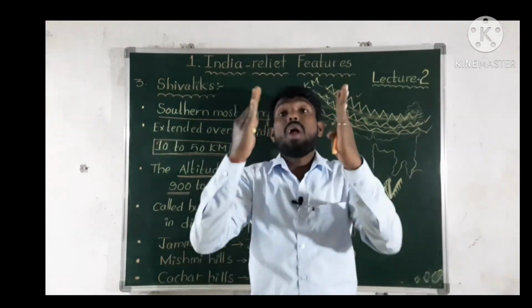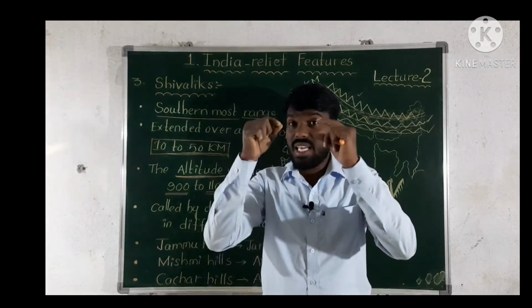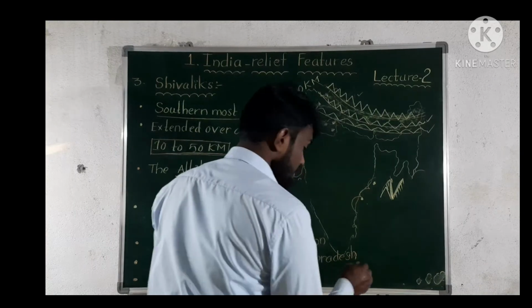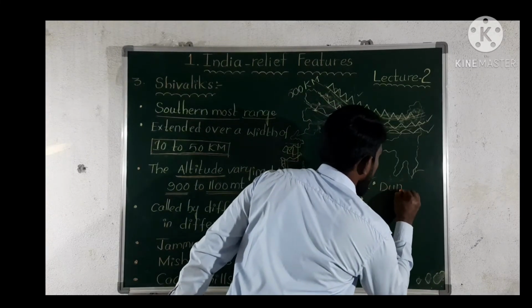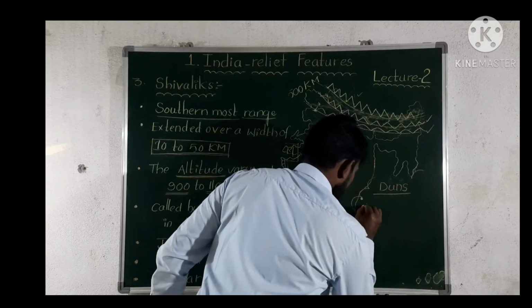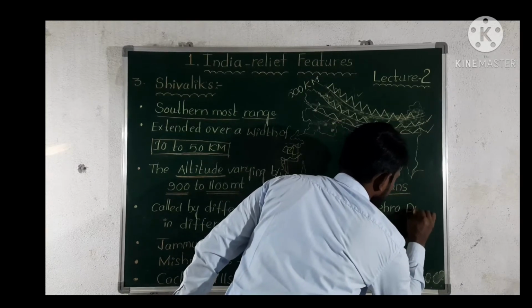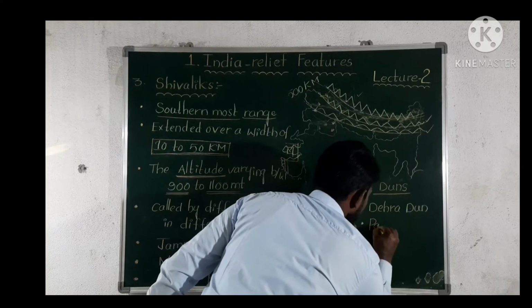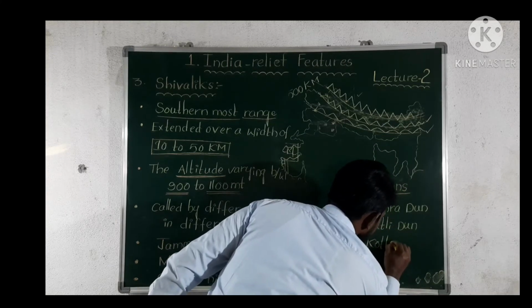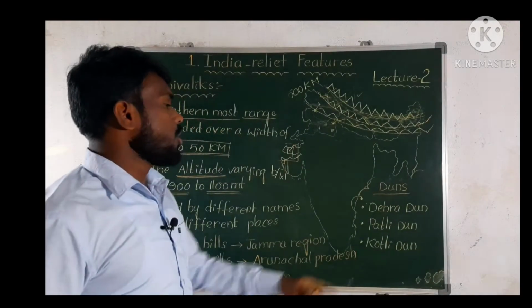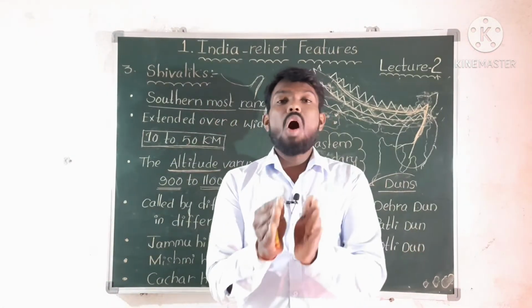Some of the prominent and important dunes are Dehradun, Patli Dune and Kotli Dune. These are the important dunes.